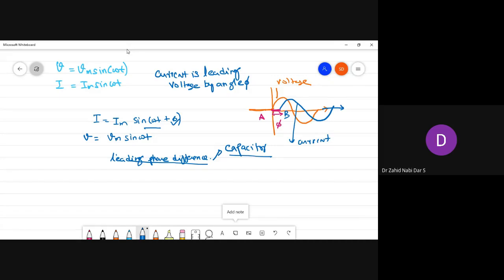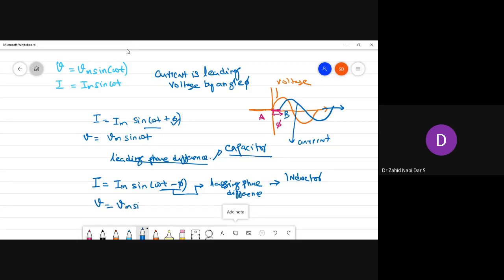Now in case it was like this, I is equal to Im sine omega t minus phi. So here you see it is lagging. This is called lagging phase difference. And this lagging phase difference is created by an element called an inductor. Wherein V is equal to Vm sine omega t.